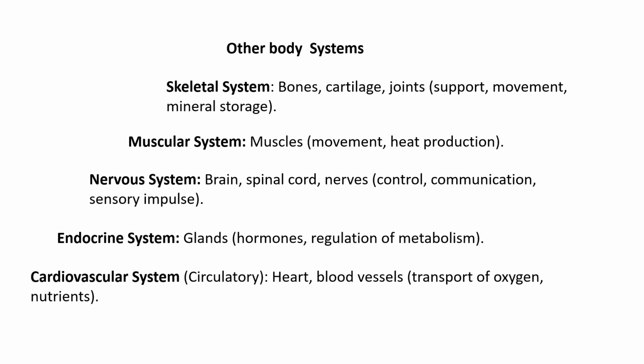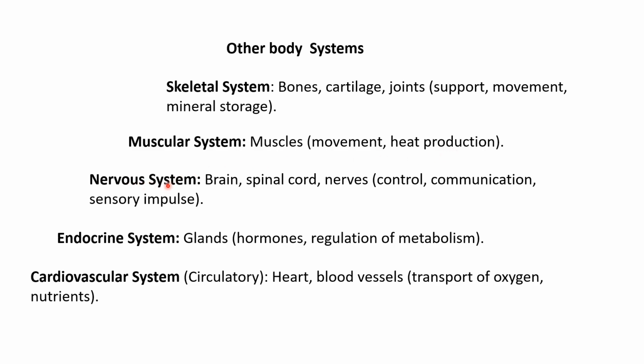Other body systems: we have the skeletal system, which mainly has bones, cartilage, and joints. Their main function is to support other body structures, for body movement and mineral storage. Then we have the muscular system, which has muscles basically, and their function is for movement and heat production.